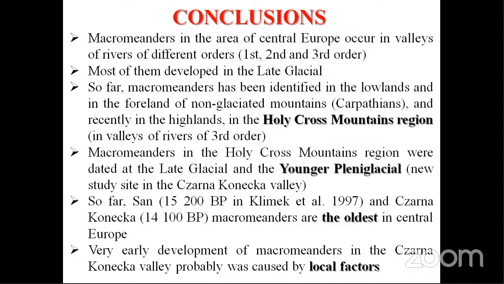Macromeanders in the Holy Cross Mountains region were dated at the late glacial and the younger pleniglacial on the new study site. So far, San and Czarna Konecka macromeanders are the oldest in Central Europe, and the very early development of macromeanders in the Czarna Konecka Valley probably was caused by local factors.